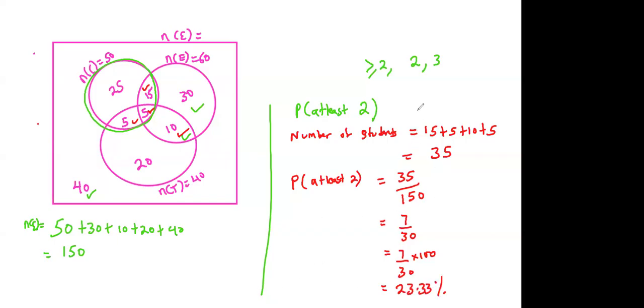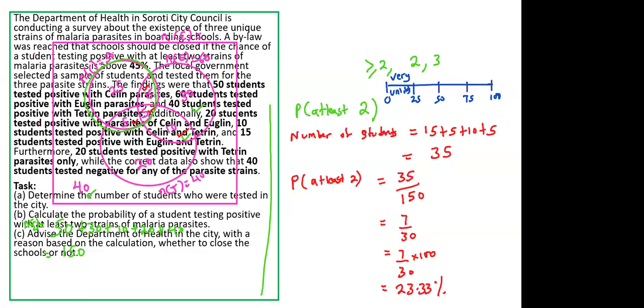23.33%. Now, when you go back to your probability scale, I want us to always use the correct mathematical words in our conclusion. So you go back, this is 0, this is 25, this is 50, this is 75, this is 100. So 0 to 25 is here, and we say this is very unlikely. So since our item here required us to advise the Department of Health, with a reason, whether to close the school or not.